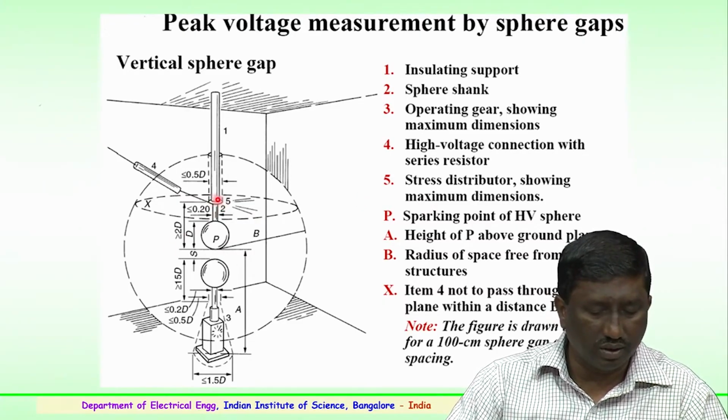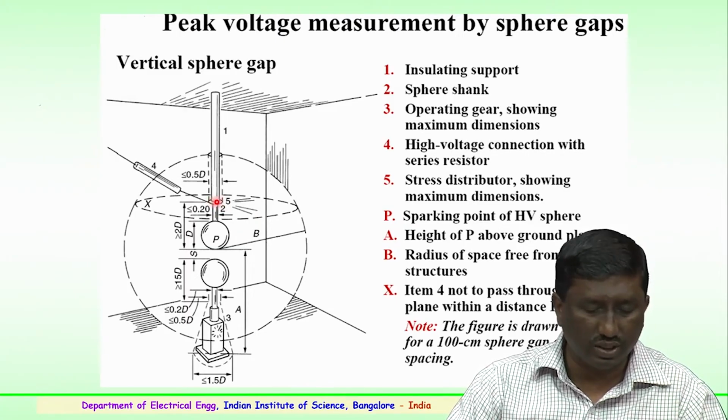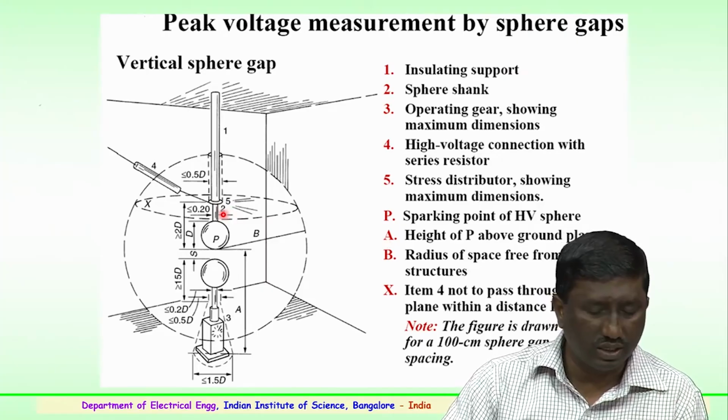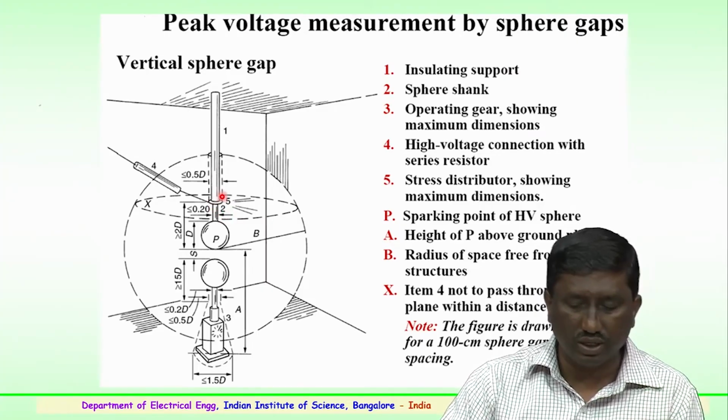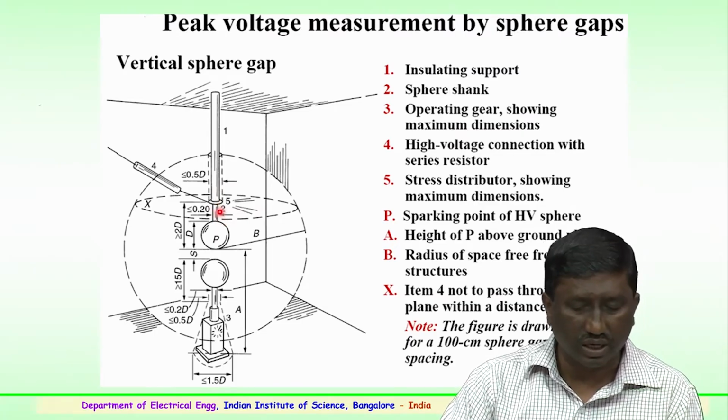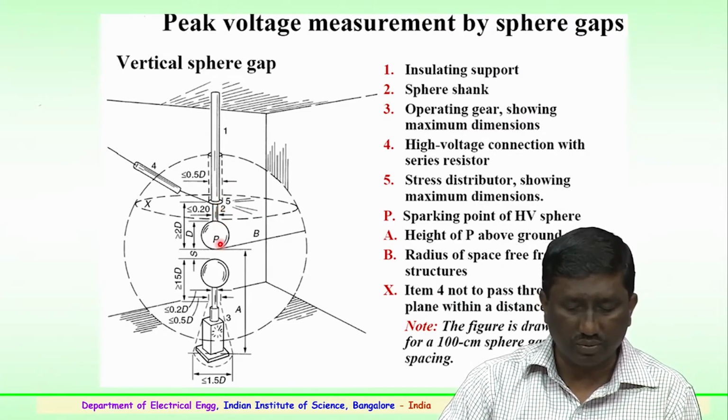For the connection made to the high voltage terminal, you see a small ring type of arrangement here. This is a stress distributor which is connected between the metallic and the insulating rod, and it has higher dimensions than the shank of the sphere gap.